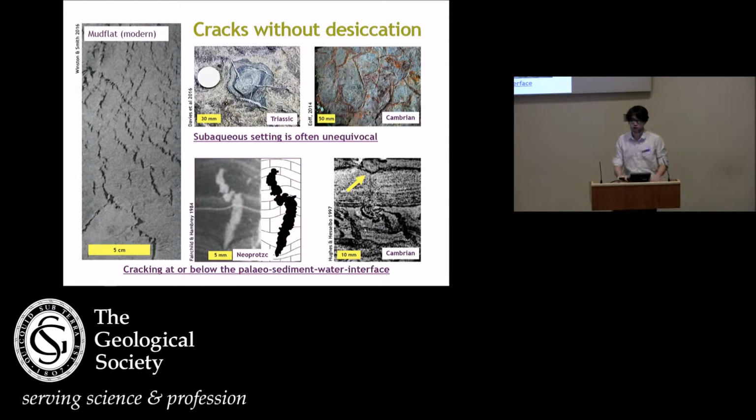But there are lots of examples in the rock record of cracks which appear to have formed in strictly subaqueous settings. And in some cases, the evidence for that is unequivocal, certainly not in all cases. But here I've shown you, for instance, on the top left, some cracks radiating from a marine burrow in a Triassic marine facies, and on the top right, cracks on the base of a hummocky cross-stratified sandstone. There are marine fossils on the same bedding plane. These are definitely marine rocks.